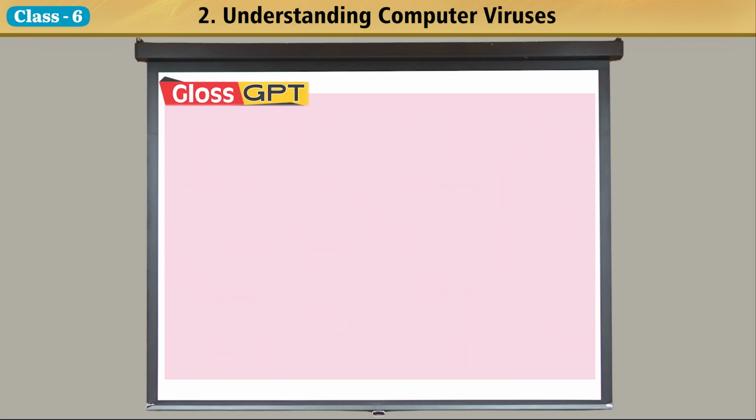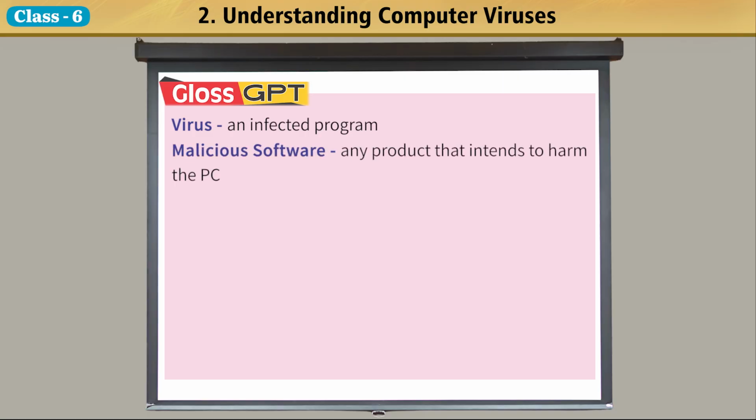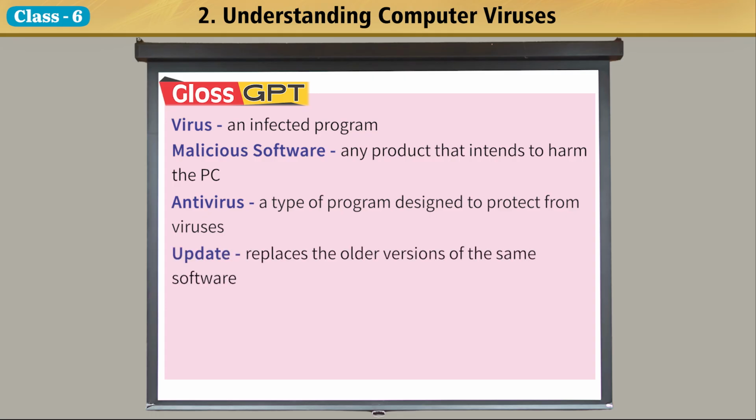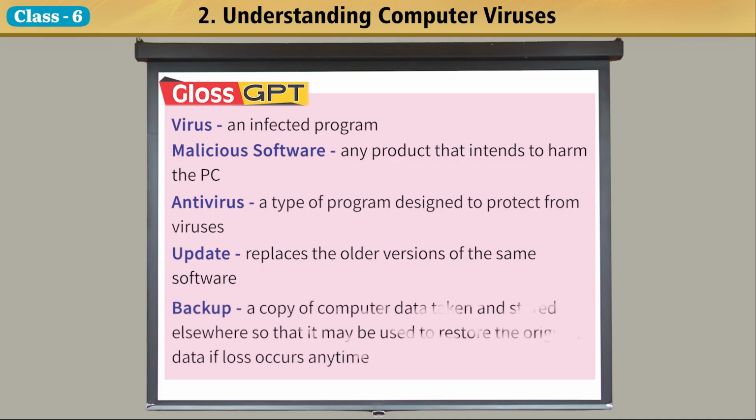Glossary. Virus, an infected program. Malicious software, any product that intends to harm the PC. Antivirus, a type of program designed to protect from viruses. Update, replaces the older versions of the same software. Backup, a copy of computer data taken and stored elsewhere so that it may be used to restore the original data if loss occurs anytime.